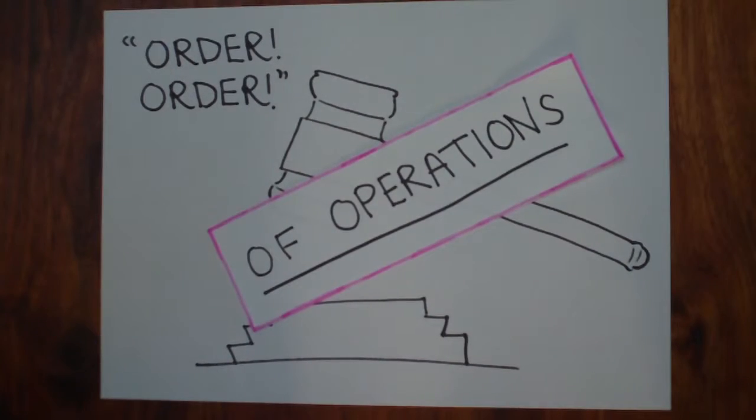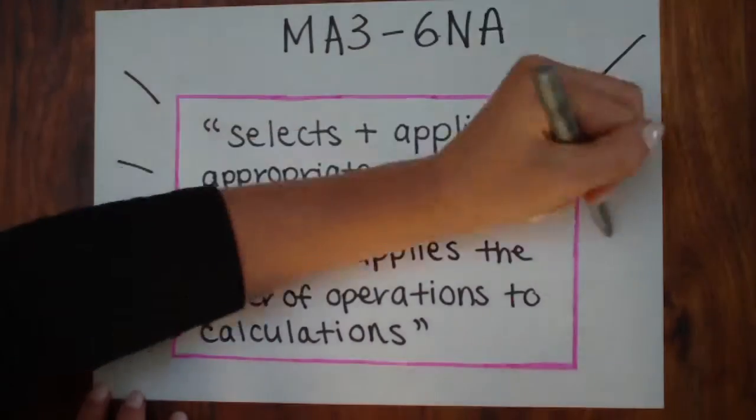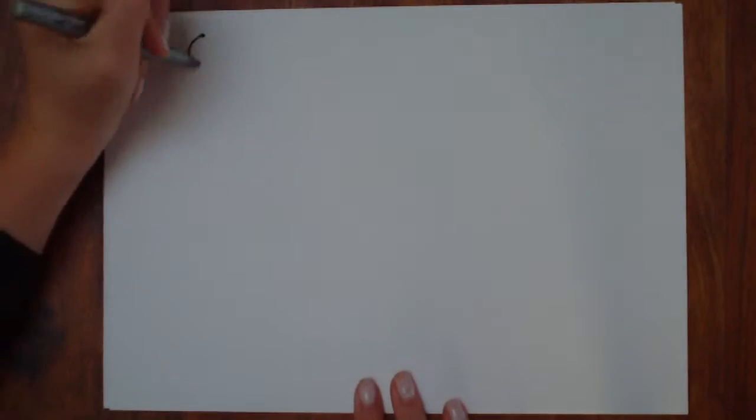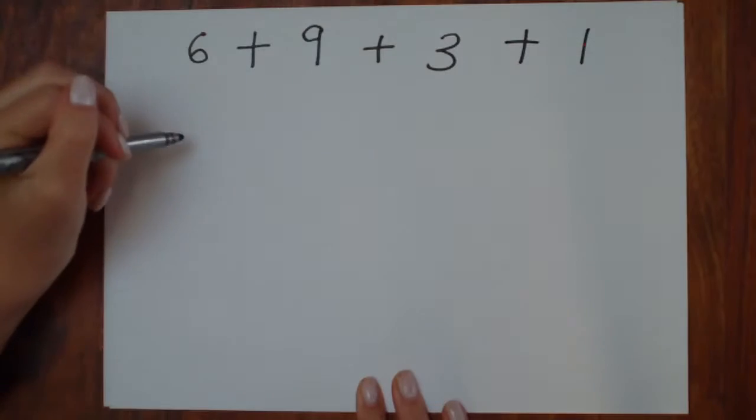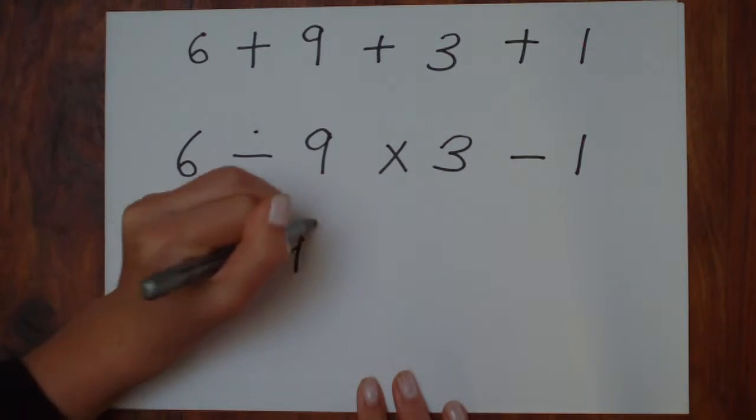Order of operations. This is explored in Stage 3 Multiplication and Division 2, which applies the order of operations to calculations. This includes number sentences involving more than one operation, involving mixed operations, and operations including grouping symbols.